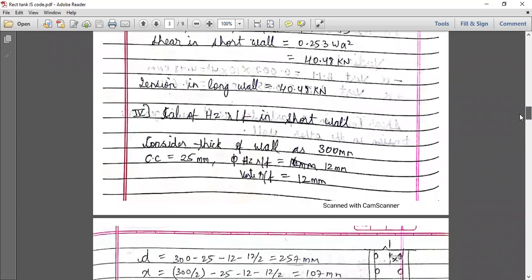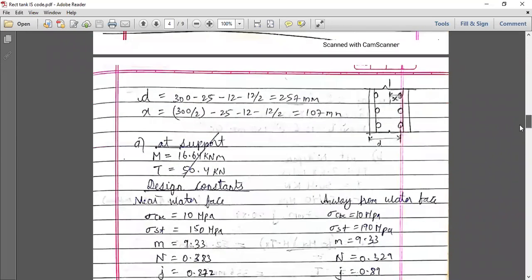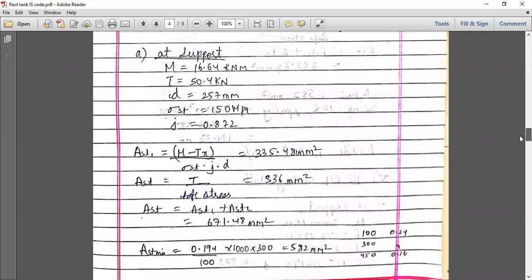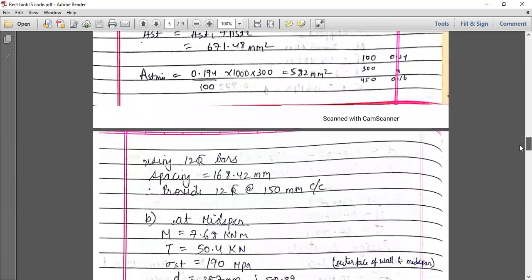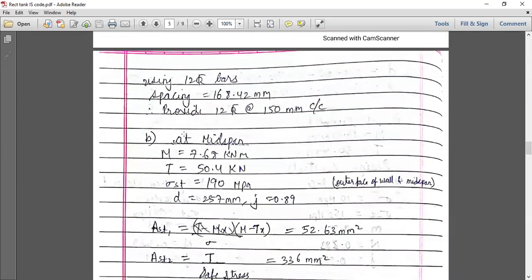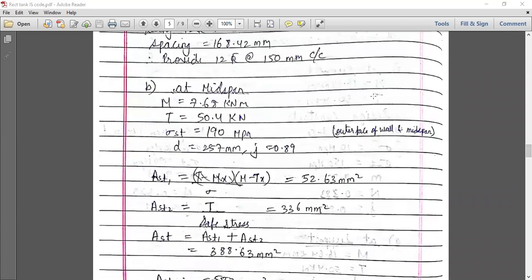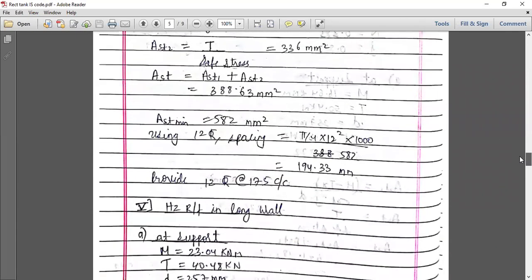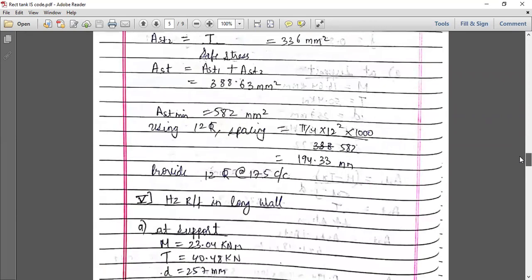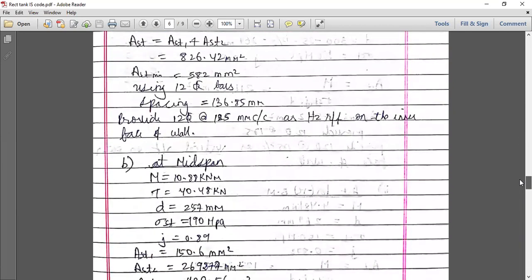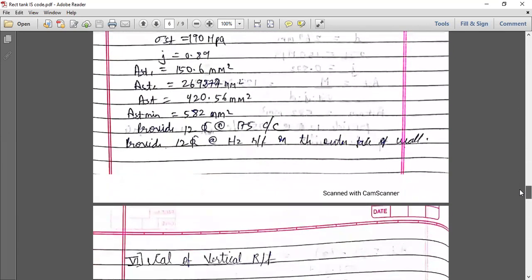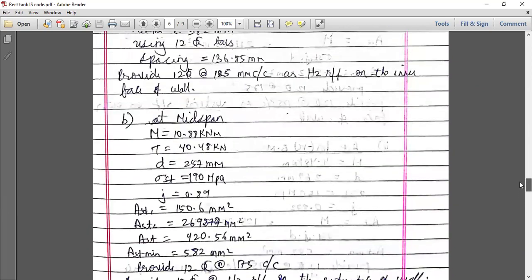Okay, reinforcement, we are finding out the reinforcement in the short wall, at the support and at the mid span. At the support we'll find out the steel, then we will provide the reinforcement, and then at the mid span, the values we got in the short wall at the mid span, that moment and corresponding tension we will consider, and then we'll find out the reinforcement. ठीक है, then similarly in the long wall we will find out the reinforcement at the support and at the mid span. ठीक है, and then finally we will find out the vertical reinforcement.